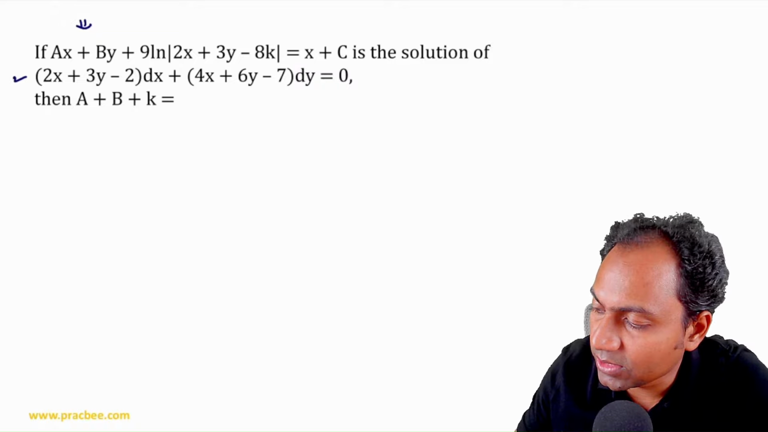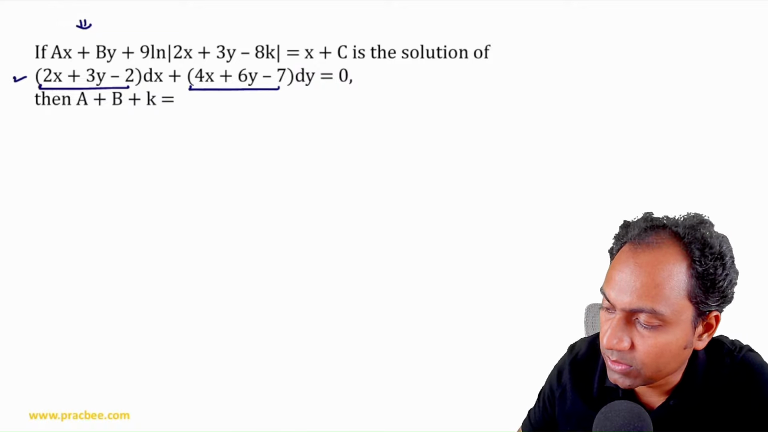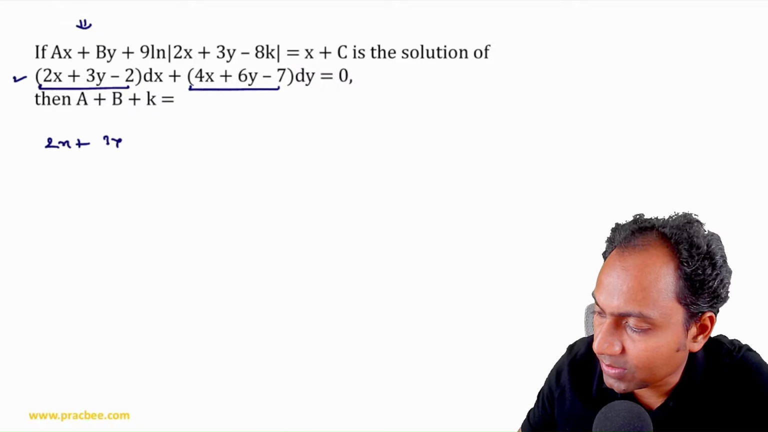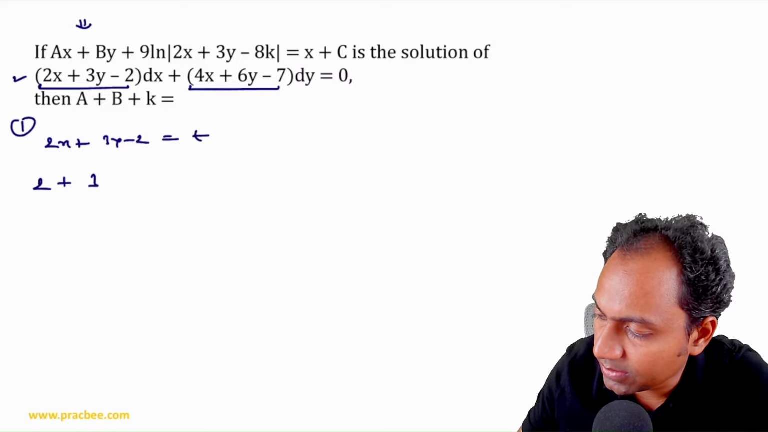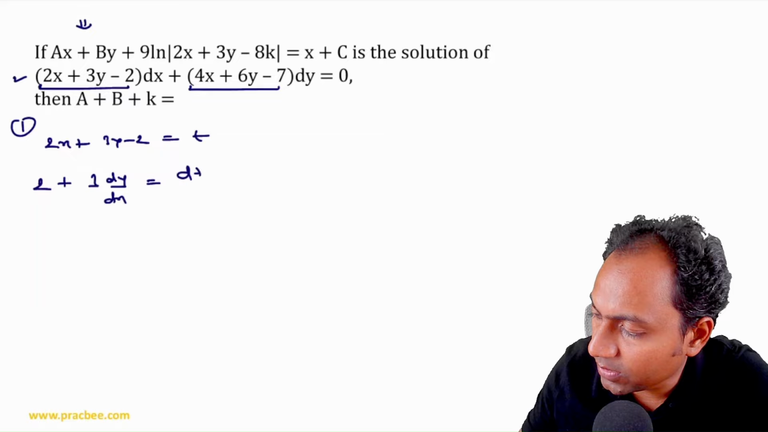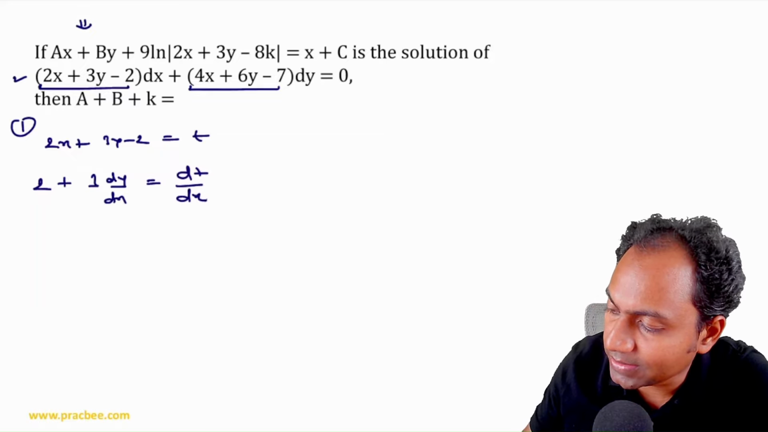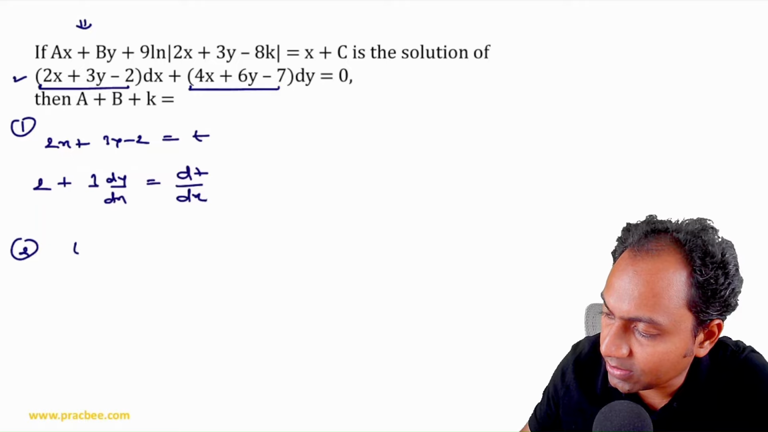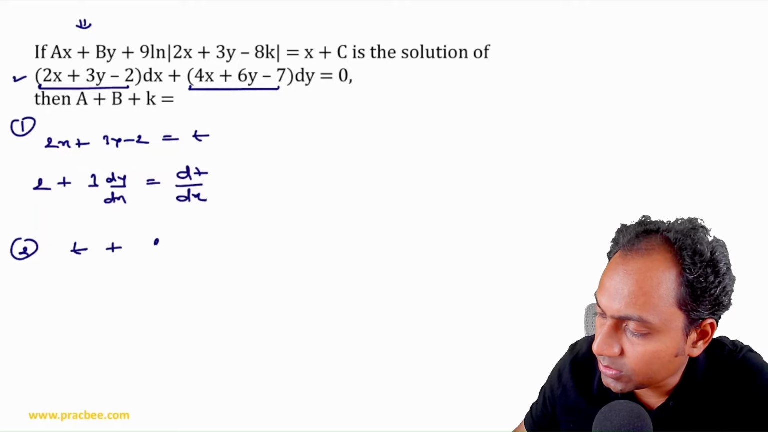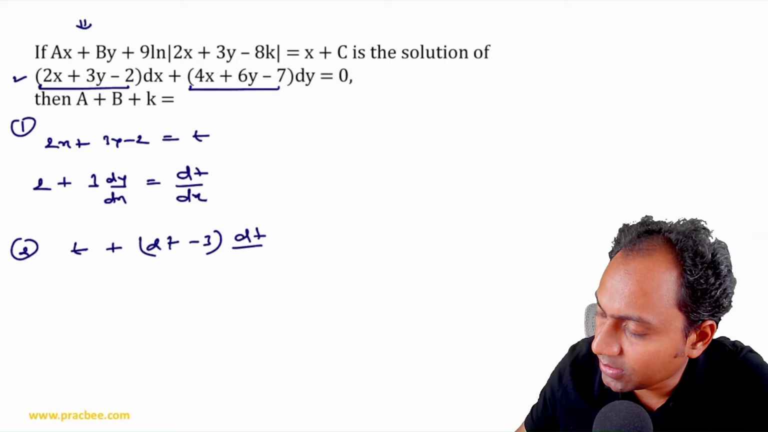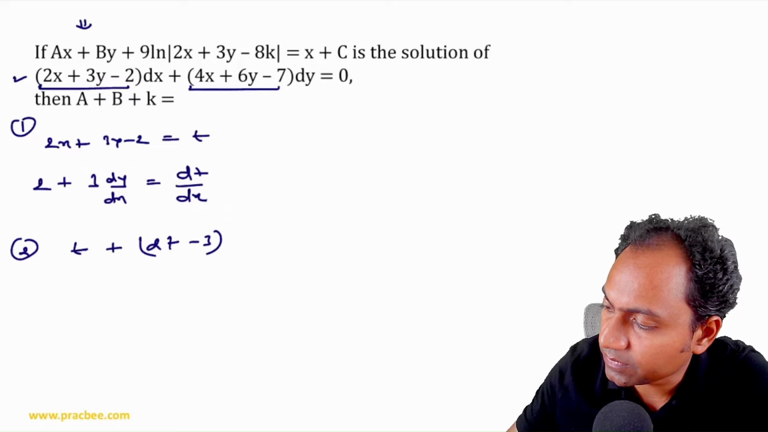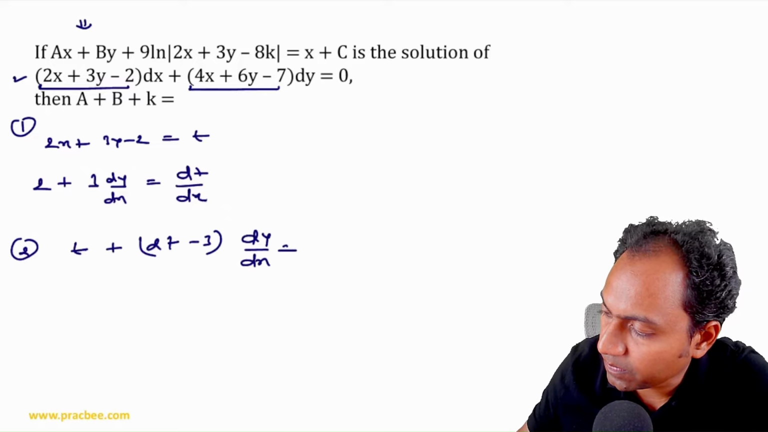So if I take this differential equation, you can observe that this is a differential equation reducible to variable separable form. So what we can do is we can take 2x plus 3y minus 2 and put it equal to t. This is the first result. So 2 plus 3 dy by dx will be equal to dt by dx. So we can divide by dx, and if I substitute this value, what am I getting? This is nothing but t. This becomes 2t minus 3 times dy by dx, and this is nothing but 0.